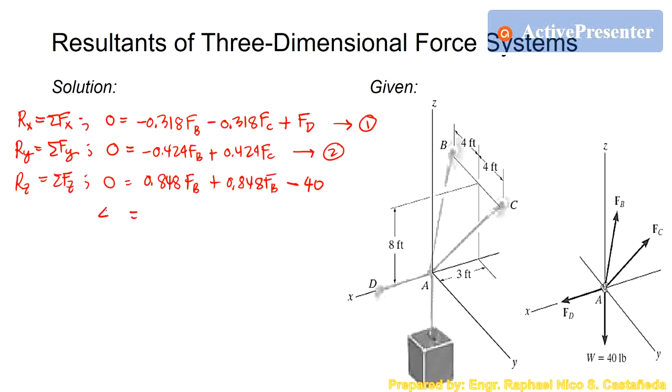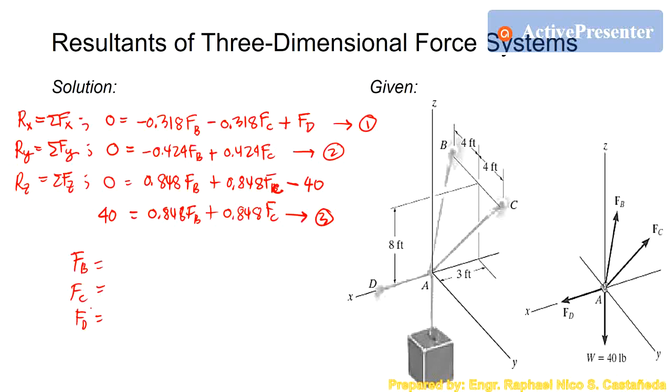What will happen is we have positive 40 and we have 0.848 FB. Transfer it to the other side, that's 0.848. This is FC, I believe, FC. So this will be our third equation. So we have three equations shown in the solution, and we also have three unknowns, which are FB, FC, and FD. So we can calculate now for the unknowns. If we use our calculator, solving for the unknowns.